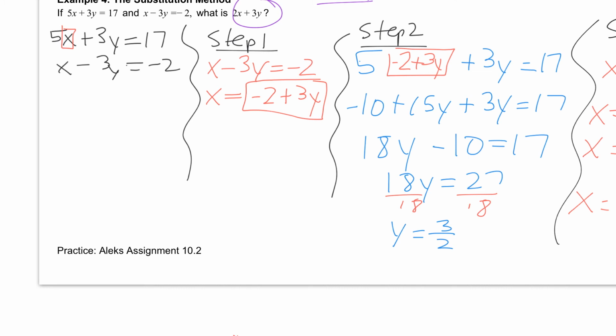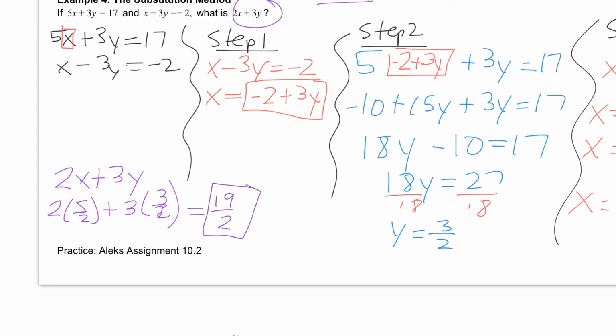Now, we're not done yet. So we still need to do the ending part, which is the 2x plus 3y. So now we want to do 2x plus 3y, and we want to know what that's equal to. Well, we know that x is 5 over 2. So we have 2 times 5 over 2 plus 3, and we know what our y value is, 3 over 2. So 2 times 5 over 2 plus 3 times 3 over 2. You can plug that all in your calculator at one time. And you should get an answer of 19 over 2 for that expression.